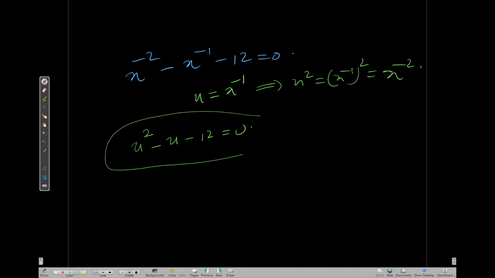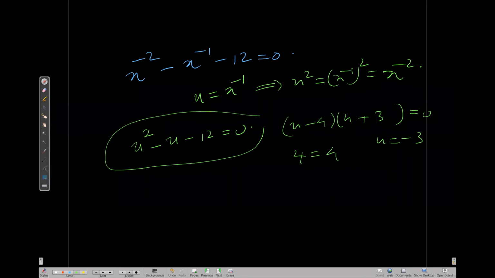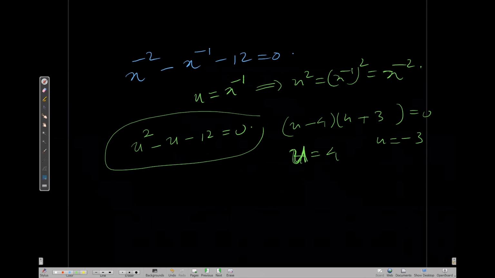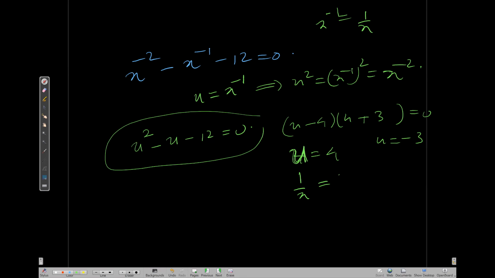Now this is a nice quadratic equation. So you have factors u minus 4 and u plus 3, right? Yes. So I get u equals 4 and u equals negative 3. But remember, u is x to the negative 1, or 1 over x. See, x to the negative 1 means 1 over x. So 1 over x equals 4, or x equals 1/4. And here 1 over x equals negative 3, or x equals negative 1/3. And these are the solutions.